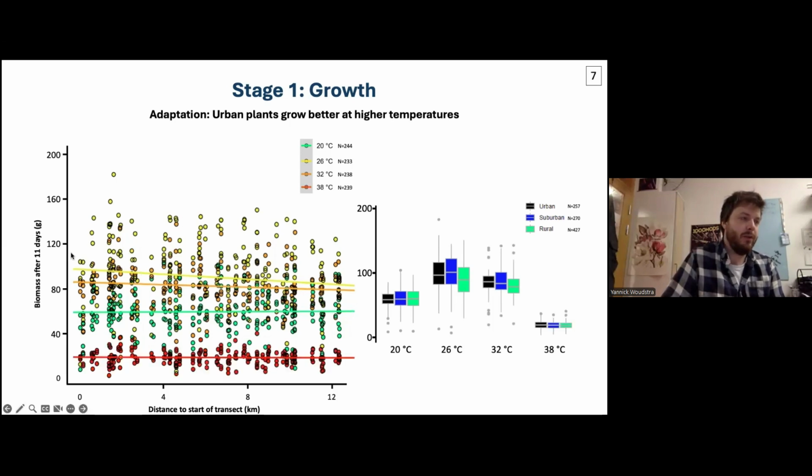But then if we increase the temperature even further to like 38 degrees, then we see that none of the plants are really happy and that the whole urban versus rural effect basically disappears.